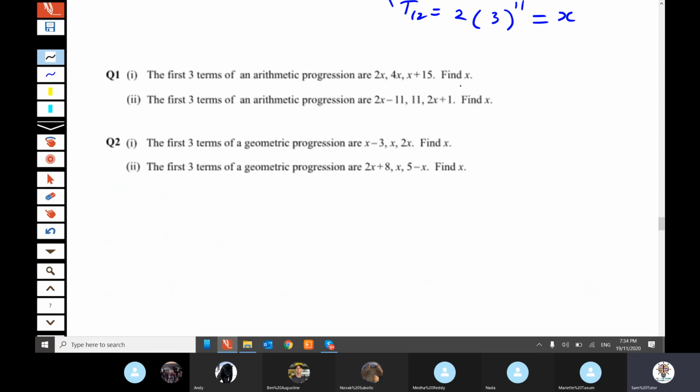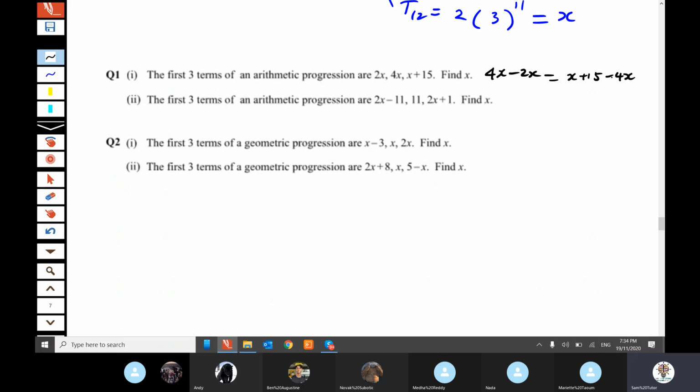What's the only thing you know? It's an AP. You have to go back to the definition of an AP. The definition of an AP is that there must be a common difference. So to find x, you have to use this: 4x minus 2x must equal x plus 15 take away 4x. And then you can obviously find x from that.